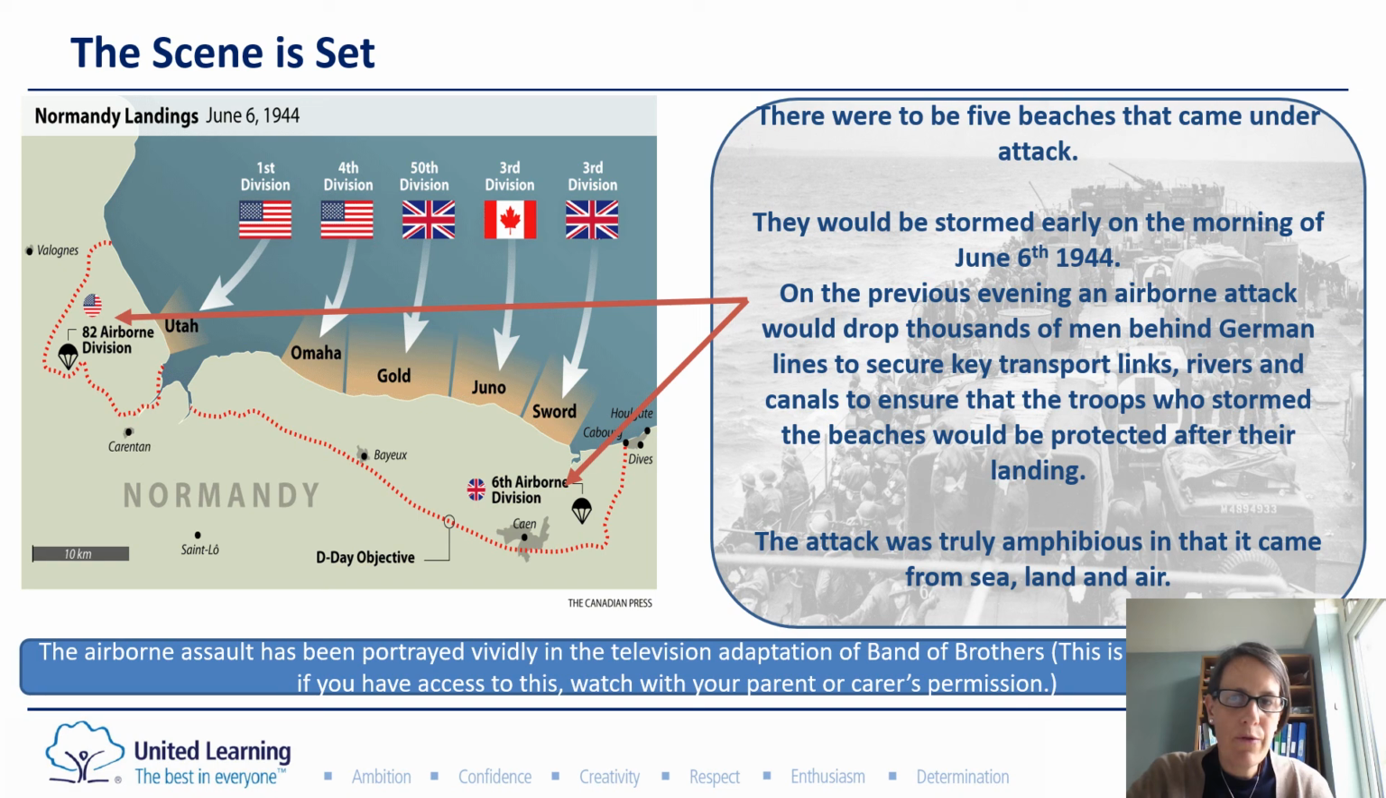Okay, so there were 5 beaches that came under attack. They were going to be stormed in the very early morning on June the 6th, 1944. And that night beforehand, they were going to drop soldiers on parachutes out of aeroplanes into behind that line where the ships were going to come to try to protect them after they landed. So it's come from the sea, the land and the air, and you can see there we've got American, British and Canadian divisions landing. There is a TV film called Band of Brothers, but it's 15 certificates, so if you do want to watch it, make sure you get permission from your parents or carers.